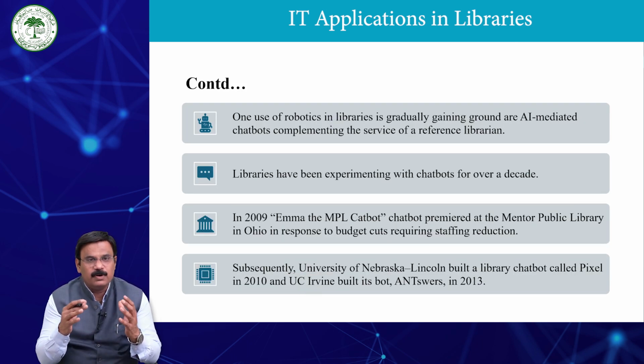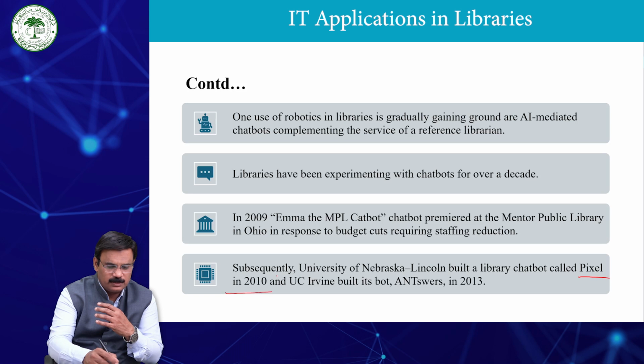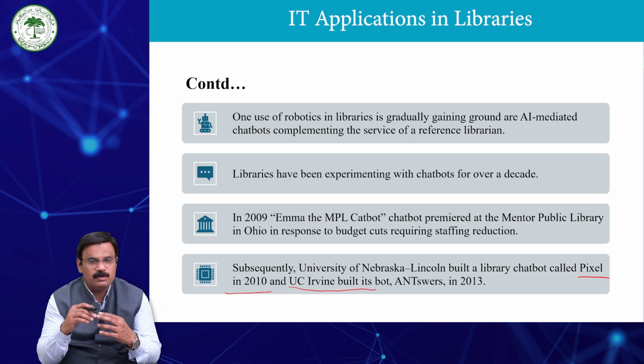If you are discussing the history, we will find one use of robotics in libraries that is gradually gaining ground: AI-mediated chatbots complementing the service of a reference librarian. Libraries have been experimenting with chatbots for over a decade. In 2009, Emma the MPL Chatbot premiered at the Mansfield Public Library in Ohio in response to budget cuts requiring staffing reduction. Subsequently, the University of Nebraska-Lincoln built a library chatbot called Pixel in 2010, and UC Irvine built its bot Answers in 2013.